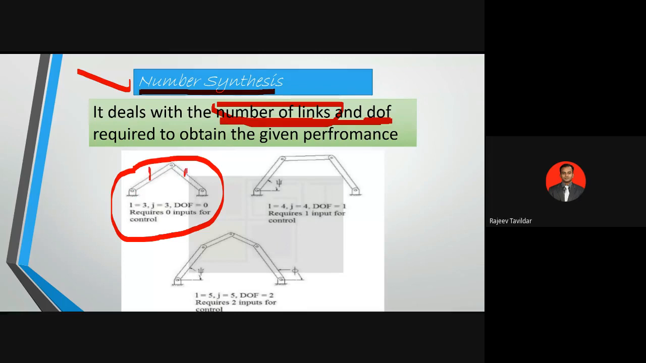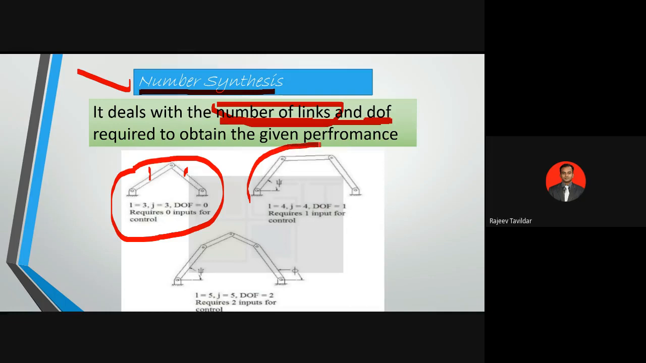This is second link, this is third link. Since only 3 links are there, obviously degree of freedom is 0. So it says it requires 0 inputs for the control. There's no degree of freedom, so there's no question of mechanism.